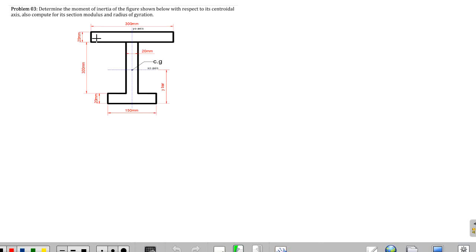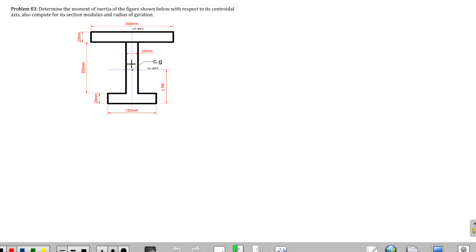Okay, so the upper portion, the flange of this section, has a 300 by 20 mm dimension. The web is 300 by 20, and then the lower flange is 150 by 20. Okay, so to solve this, we need first to determine the location of our centroid for the whole section.